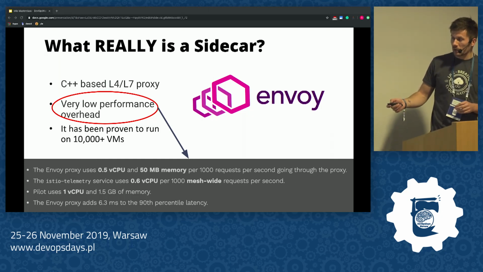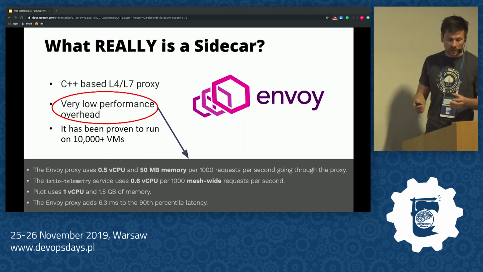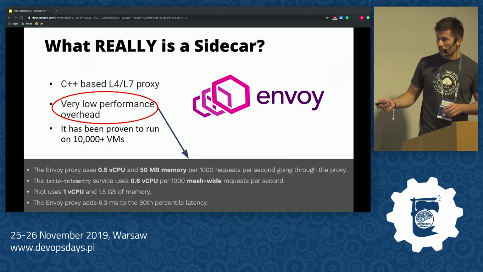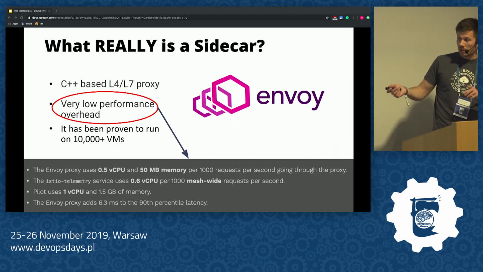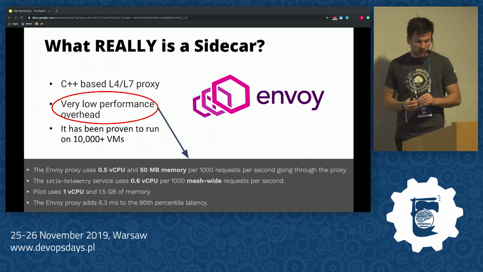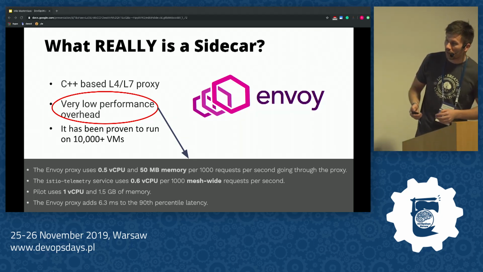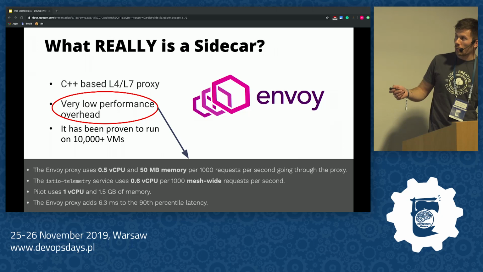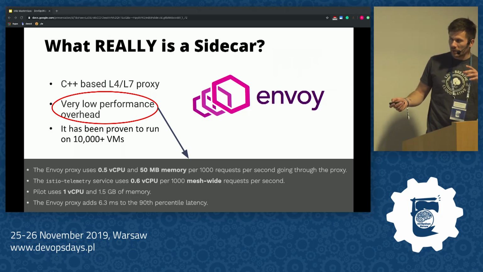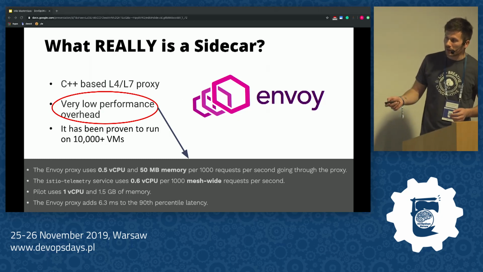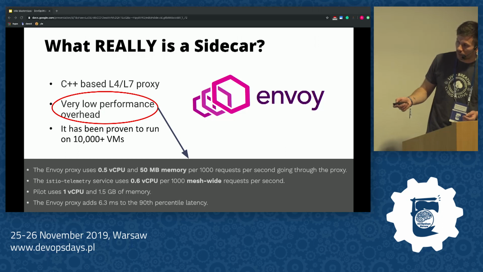Then for Istio telemetry, the Istio component which basically provides you monitoring and observability, you also need 0.6 vCPU per 1,000 mesh-wide requests per second. So it's also not that much. Then Pilot. Pilot is the component of Istio which does most of the work and orchestrates a lot of stuff. That one needs 1 CPU and 1.5 gigabytes of RAM, no matter how many Envoys you have. Of course there is some upper limit, around 4,000 Envoys or so. So in real life, you just need that amount of resources.